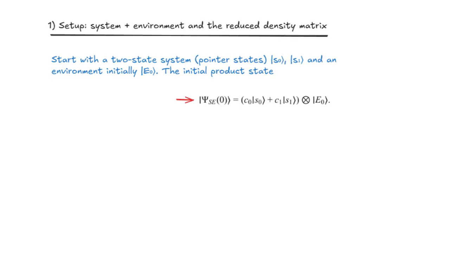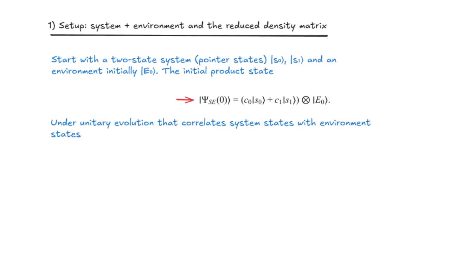Under unitary evolution, that correlates system states with environment states. The joint system environment state at time t is C0 times the system in pointer state S0 paired with the environment in environment state E0 at time t, plus C1 times the system in pointer state S1 paired with the environment in environment state E1 at time t.